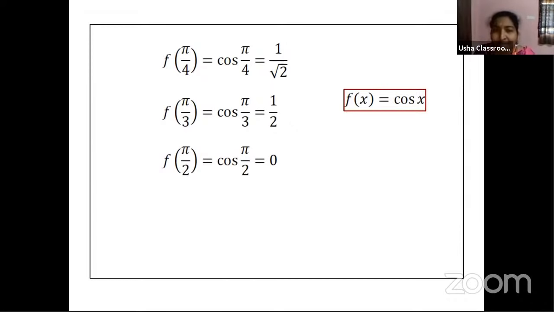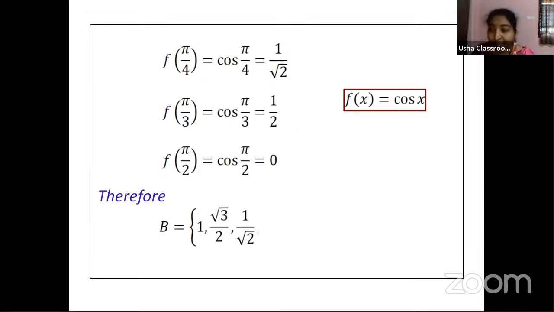What are all these values? These are images of the given elements which are there in set A. So all these images put together will give you set B. And since it is a surjection, we have already seen the codomain will be equal to the range. So therefore, set B is equal to 1, root 3 by 2, 1 by root 2, 1 by 2, and 0.